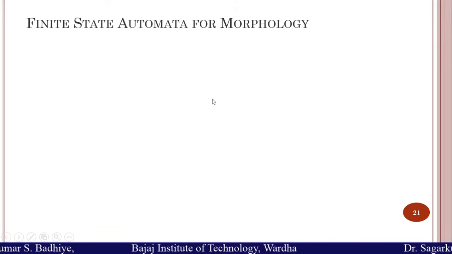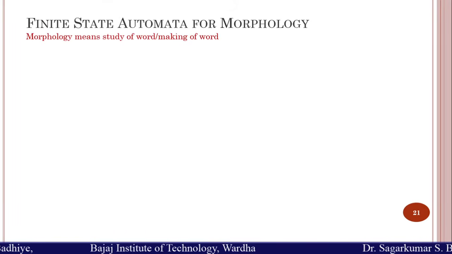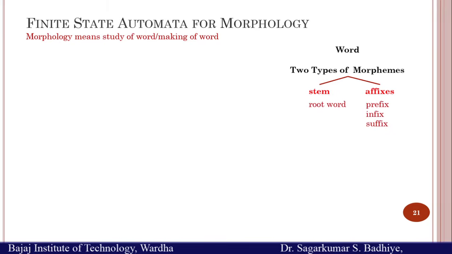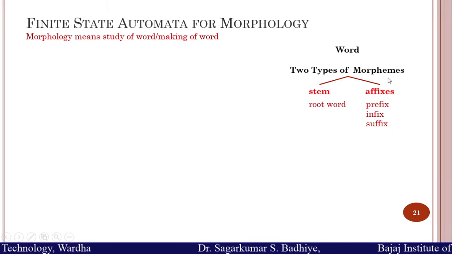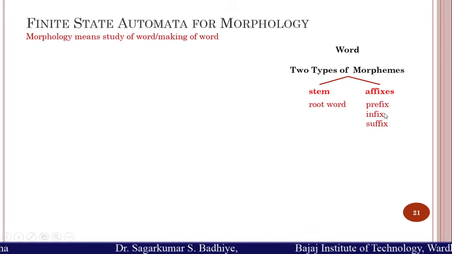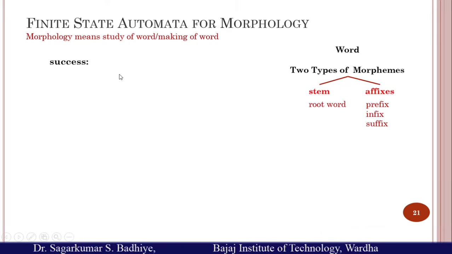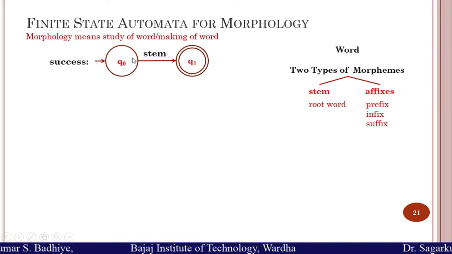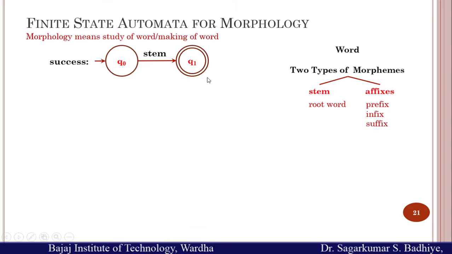Then this finite automata can also be used for morphology. Morphology means again the study of words or the making of words. We have also seen that there are two types of morphemes, the stem and affixes. Stems are the root words, and affixes can be prefix, infix, or suffix. Consider the word success. This can be represented by finite automata as a stem word. You start from the initial state Q0, read a stem and reach a final state Q1.